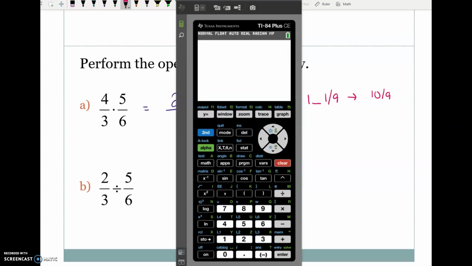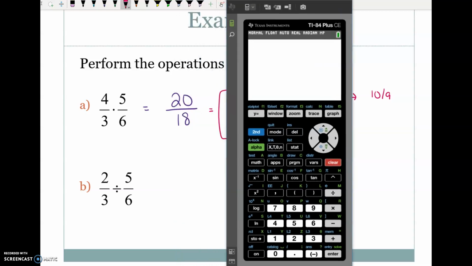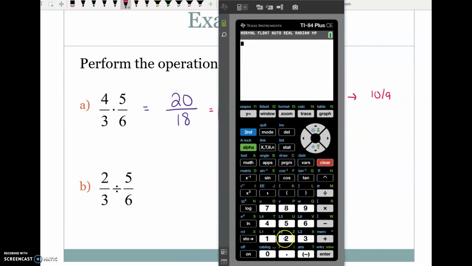If you've gotten your graphing calculator on your student device set up, here's how you would do this on your student device, or on your graphing calculator on your computer. You do 20 divided by 18. And you can push enter now, but you don't have to. You want to change this to a simplified fraction. Math button, your first option is to fraction, so you push enter and then enter again.